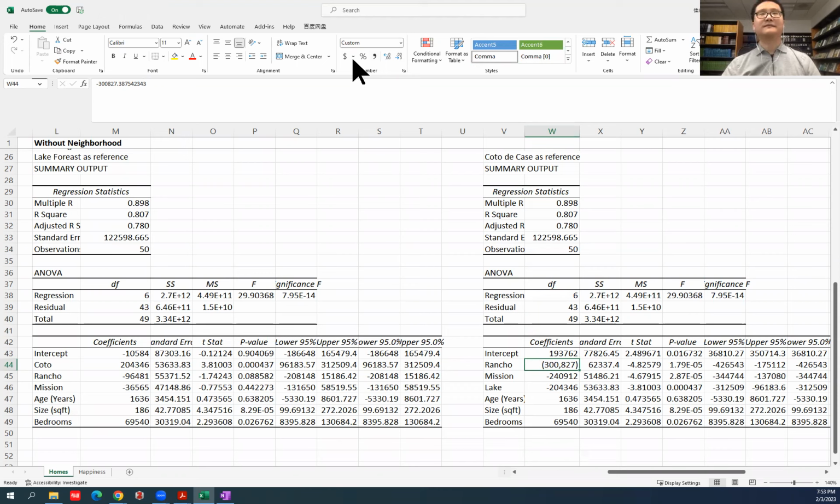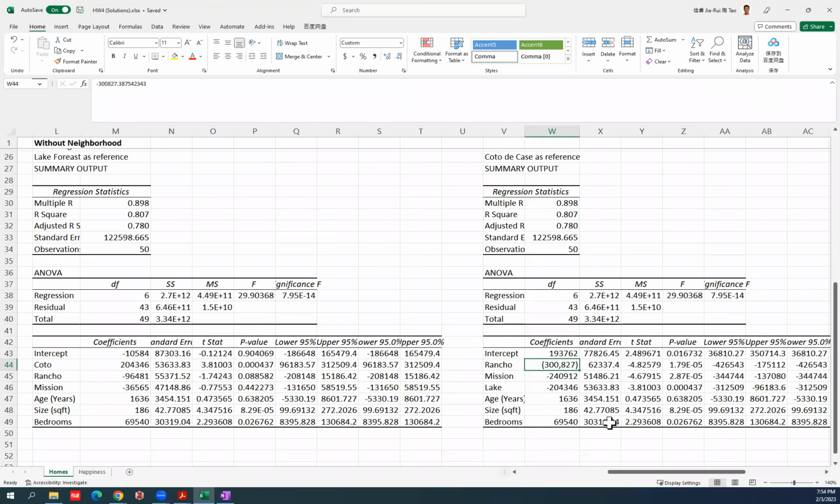And it's negative. Any volunteers? How would you interpret this coefficient here? I'll take a stab at it.